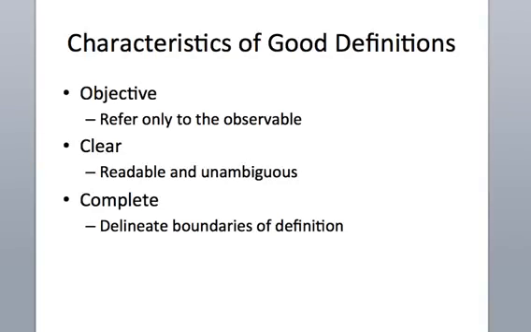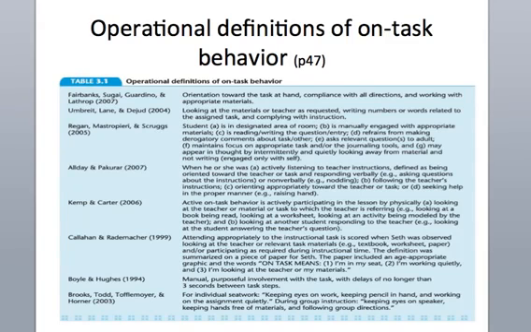It has to be clear. It's got to be readable and unambiguous. We want anyone who reads it to know exactly what they are looking for. And it has to be complete. We want to delineate the boundaries of the definition. So when does this occur and when does it not occur? There shouldn't be any question about that.